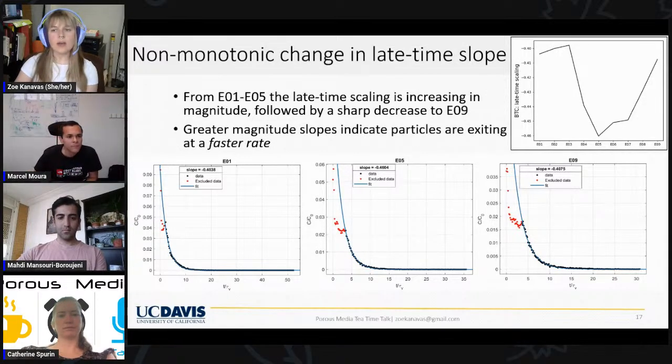In erosion step 1 and 9, we initially have a fast exiting of the particles, but the slower moving particles in the system take much longer to exit. This is because of the prominence of immobile flow regions in samples with greater percolation thresholds.